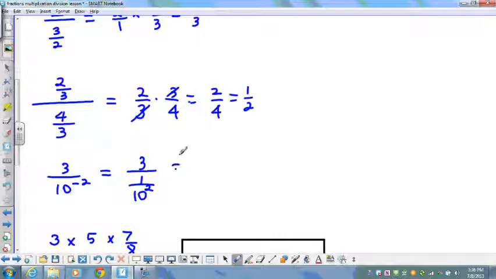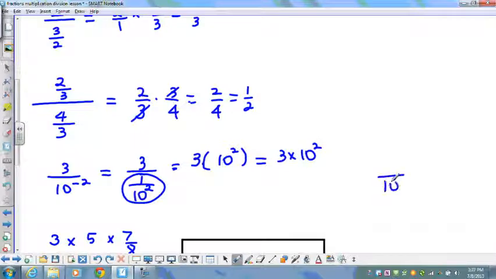And now what you have is, in a sense, you're dividing by a fraction. So you write the top one exactly as it is and multiply this by the reciprocal of the denominator. So multiply everything by 10 to the second power divided by 1. So in other words, the answer turns out to be 3 times 10 to the second power. So anytime you have a denominator that has a negative exponent, you can simply write it as the same quantity to the positive exponent.